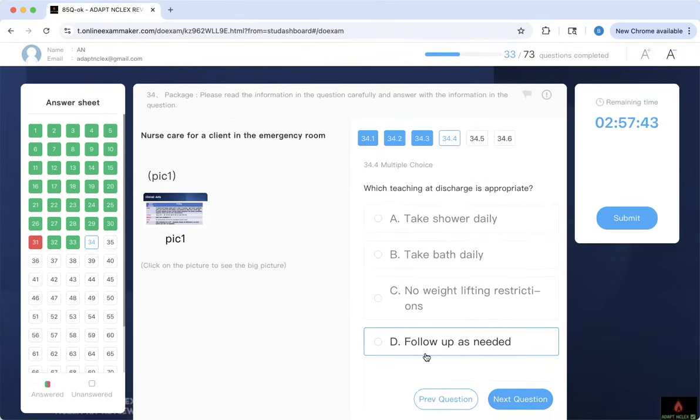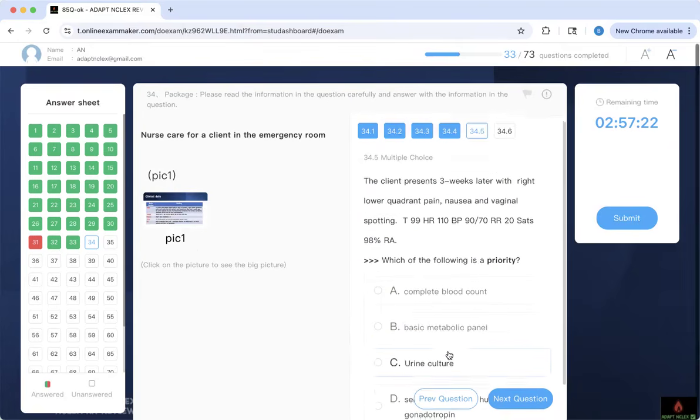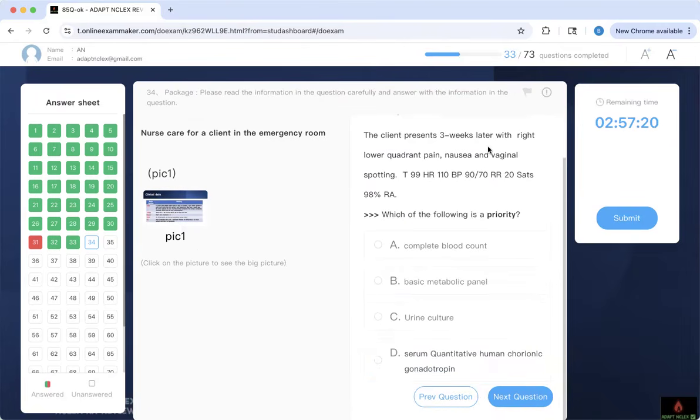Which teaching and discharge is appropriate? Take shower, take bath, no heavy lifting restriction, follow up as needed. Well, they got to come back. They can't follow up as needed. They cannot take a bath. There's a weight lifting restriction. Therefore, shower is okay.